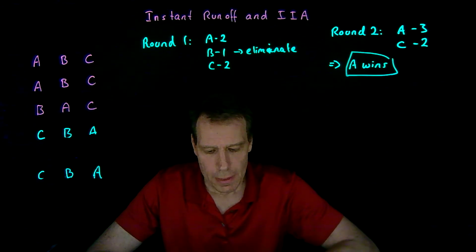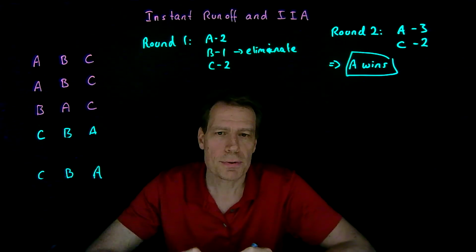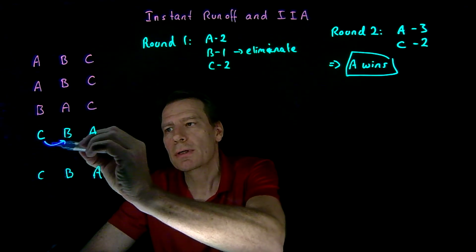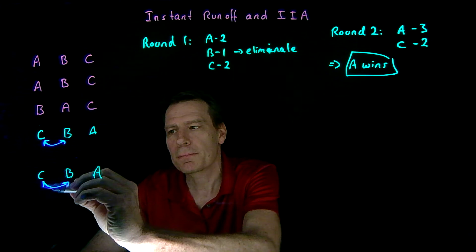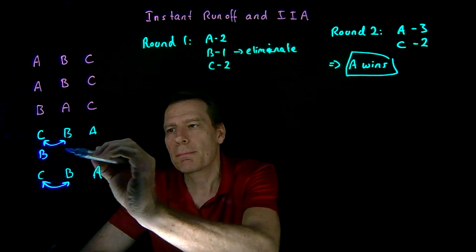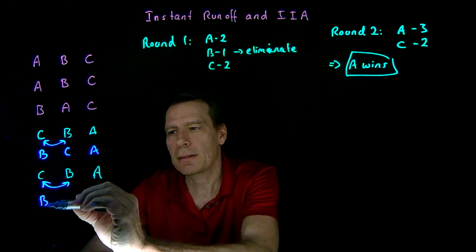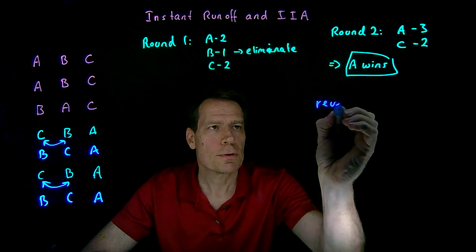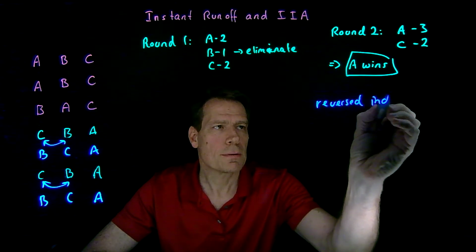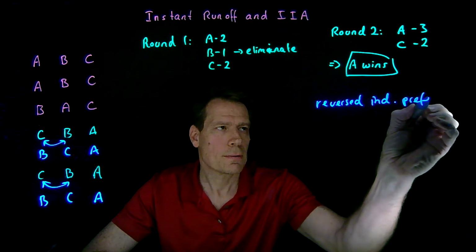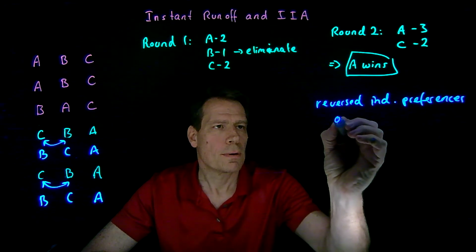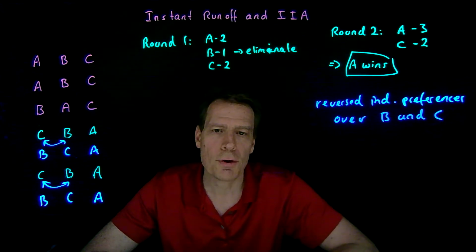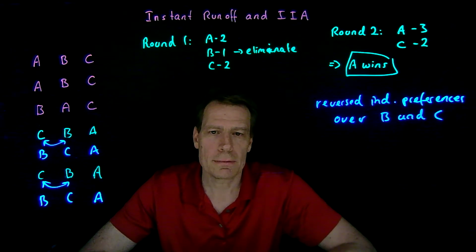Now imagine the following. Suppose that the fourth and fifth voters reverse their preferences over candidates C and B. So now they like B better than C, better than A. Notice what we've done. We've reversed individual voter preferences over candidates B and C. But we haven't changed how they feel about A relative to B.